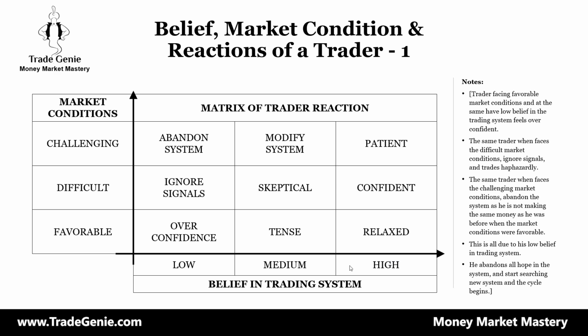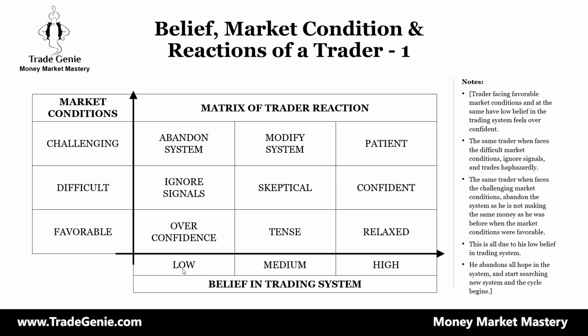But if my belief is not high in a challenging market condition, I start to become skeptical. When the market becomes challenging, I start modifying the system. That's where I go and modify this indicator and that indicator. I buy another indicator. I change the moving average from 20-day to 21-day, or exponential to simple moving average, crossover and this and that. I tweak. I start tweaking. So what happened? Because I have a medium belief, I'm not patient. I start modifying.